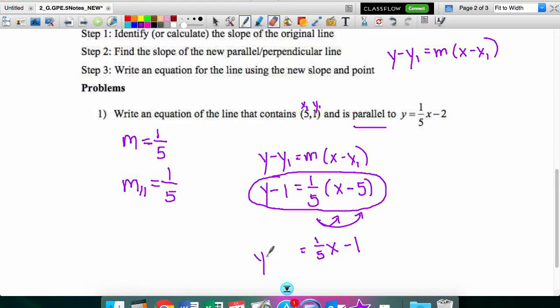After you've distributed your slope, you're going to isolate your y by adding the 1. And this gives us y equals 1/5 x, and -1 plus 1 actually gives us 0. So it actually cancels out the constant. And this is our simplified equation.